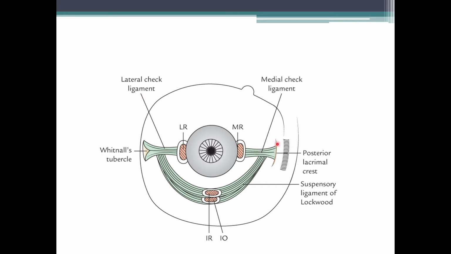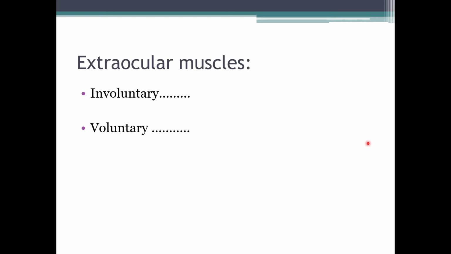Okay, on the medial side it is a lacrimal bone, and it is forming the medial check ligament. Now these check ligaments and the inferior oblique and the inferior rectus all together form a thickening, and that thickening is known as what? Your suspensory ligament of Lockwood.